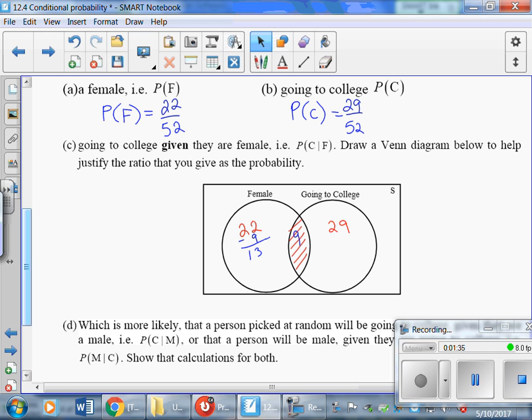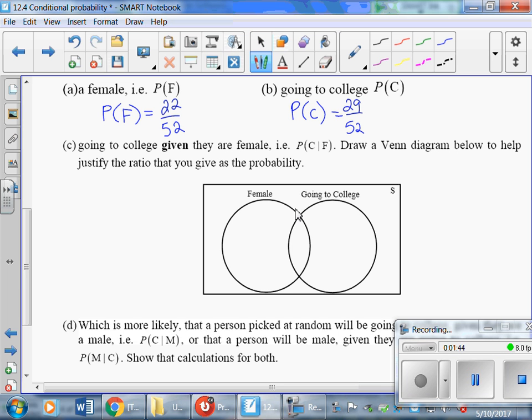But now, and I apologize, I started writing things here, and let's erase this. Going to college, given that they are female. How we write that is P, going to college, given that they are already female. Drawing a Venn diagram below to help justify the ratio helps us see what this means.